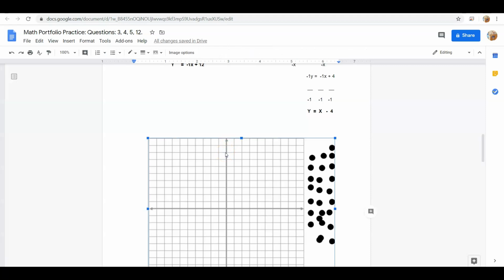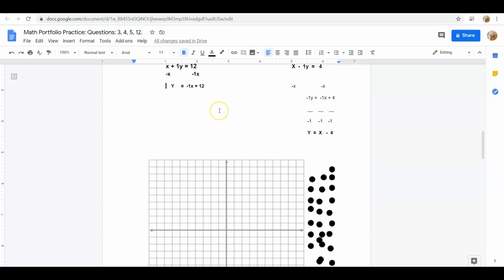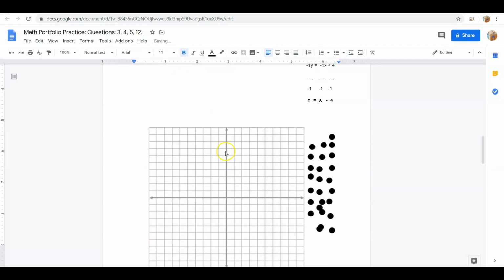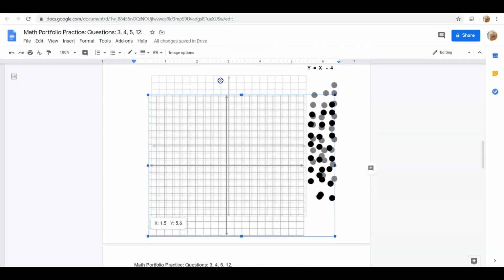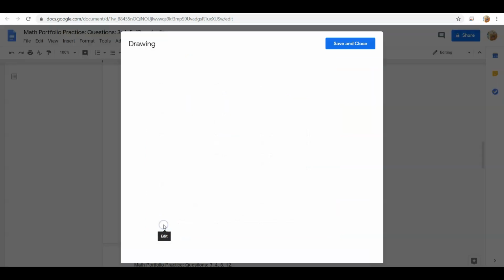So I want you to remember these. We have y equals negative 1x plus 12. So we've got to go to our graph, and we've got to edit again.